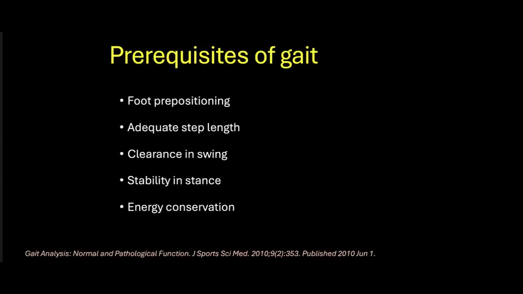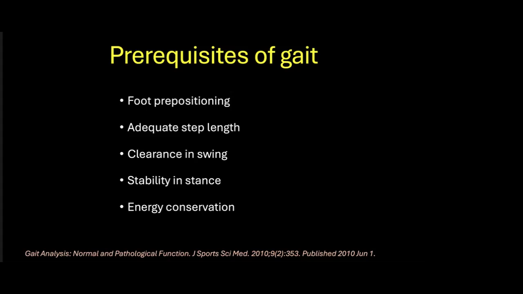So to begin with, I will briefly discuss the concepts regarding the prerequisites of normal gait, which were introduced by Dr. Jacqueline Perry, whose book I have referenced everywhere, and who is also one of the founding figures of modern gait analysis. She has described five prerequisites to gait, starting with foot pre-positioning. That is, the foot should land in the correct place, should have adequate step length, should have good clearance of the foot in swing phase, stability in the stance phase, and there should be energy conservation in gait. These five are very important for the gait to be normal.